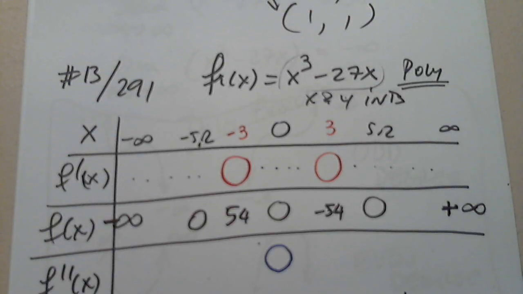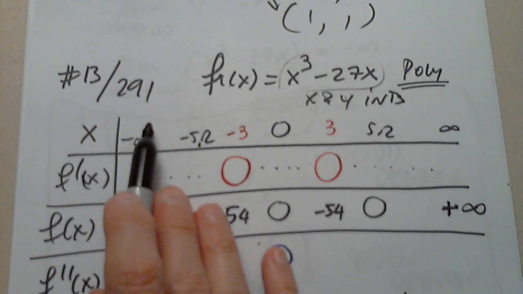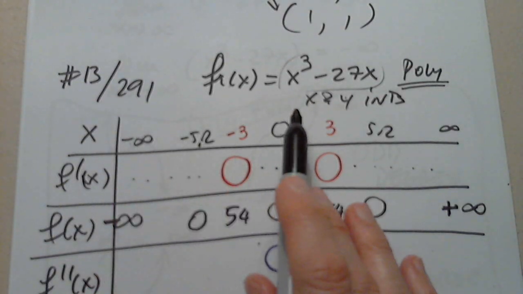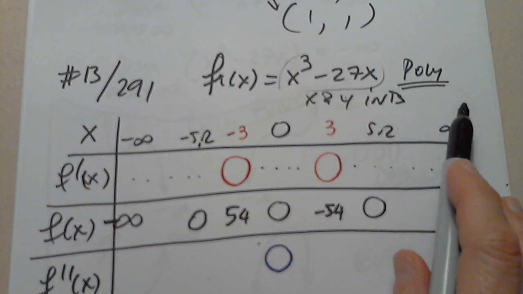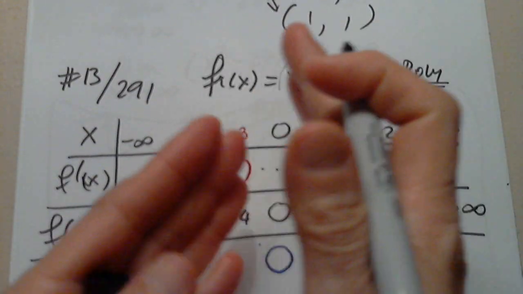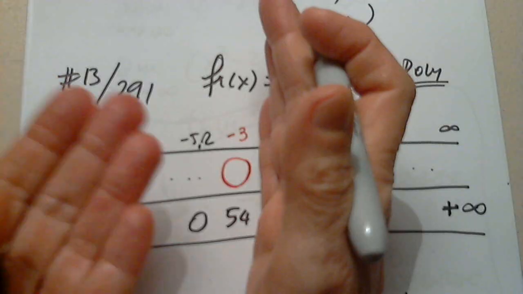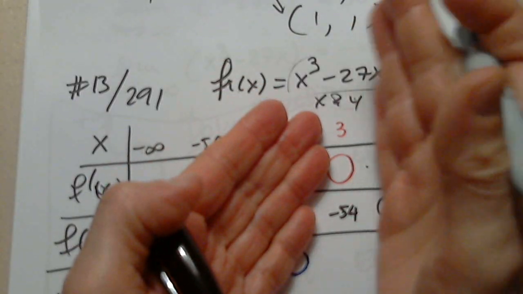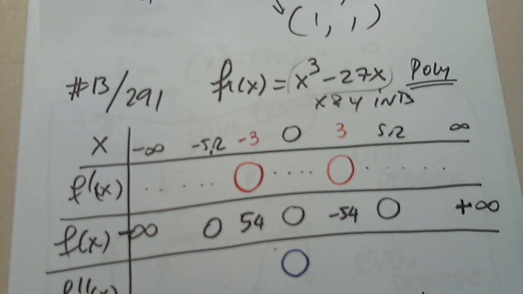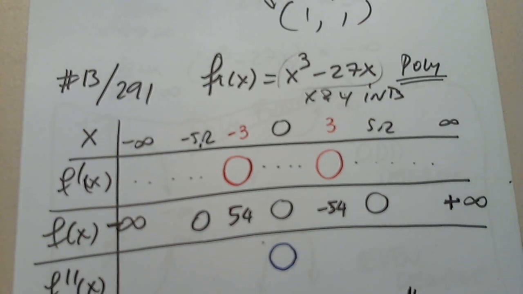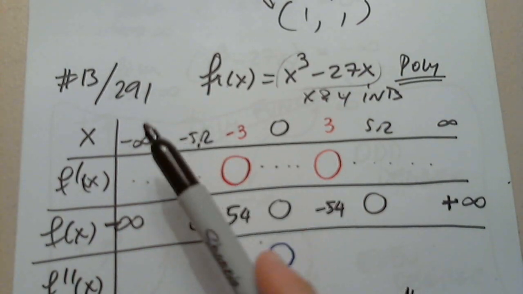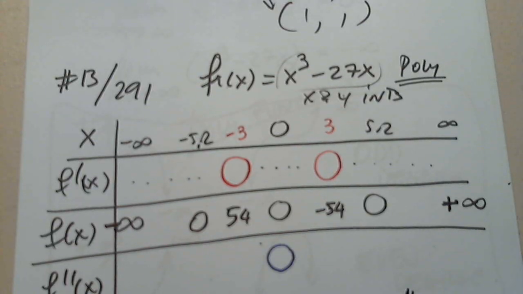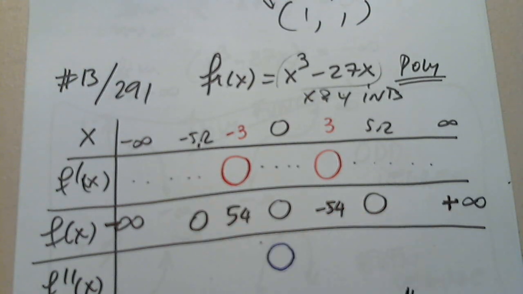So in this function, I want to plug in -10, I want to plug in 0, and I want to plug in 10. To the left-hand side of -3, I'm going to plug in -10. To the right-hand side of 3, choose any number. I chose 10. It doesn't matter. So, with -10, this will be 100 minus 27. What is the sign here?